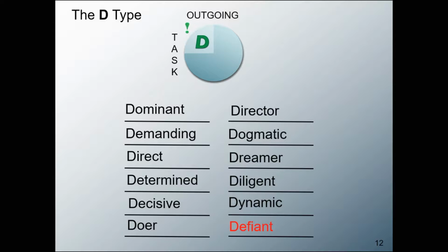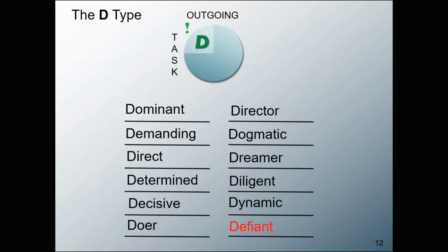So let's start with the type D. Outgoing, oriented towards task. If you want to remember, D for decisive, the doer. Those are the people that will actually get into action, and fast. They think fast, they act fast, they are dreamers, they're visionary, they're dynamic, they are demanding, yes. Dominant, it's because they have their way of giving directives to people.